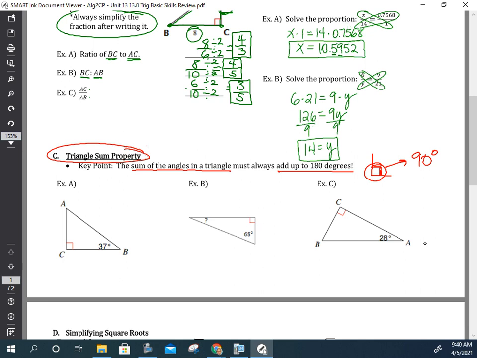Solving is pretty simple. So example A, we know that we have a 90-degree angle and a 37-degree angle. So add the two angles up, and then subtract from 180. That's it, problem's over. There's three angles in a triangle. One of them is 90, one of them was given. Add them up, subtract from 180. Boom, there you go.